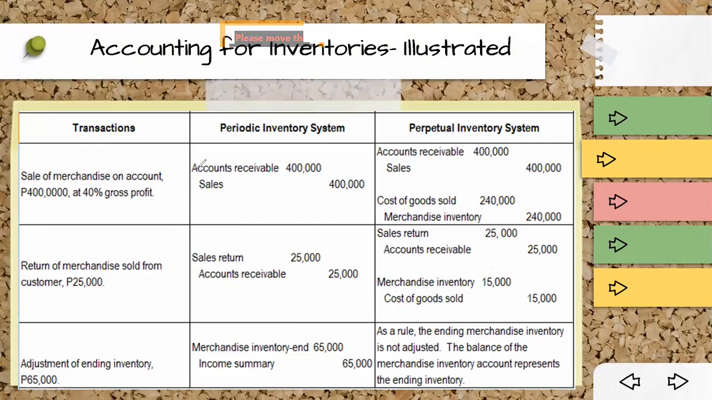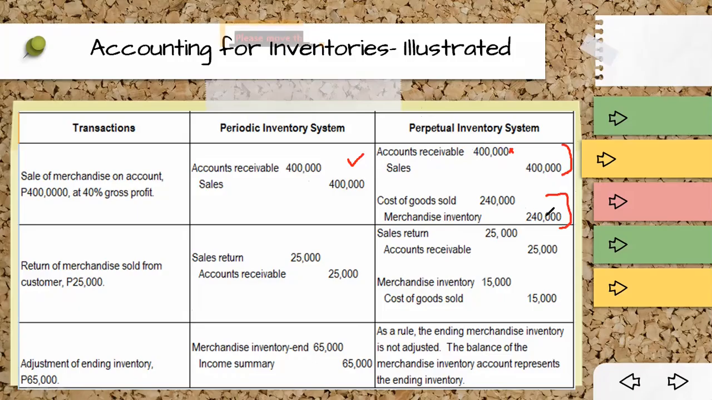So what if there's a sale of merchandise on account? So under the periodic inventory system, you debit accounts receivable, of course, you credit sales. Now, sa perpetual inventory system class, aside from this entry, which is just the same with that of the periodic inventory system, there's an additional entry. This is to recognize the decrease, no, in your merchandise inventory, which should be recorded at cost. Ito siya selling price. Ito siya at cost. So, we recognize cost of goods sold.